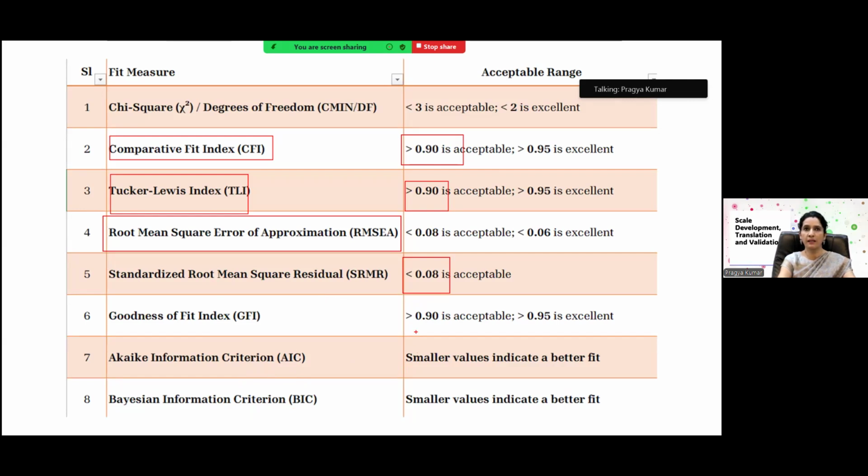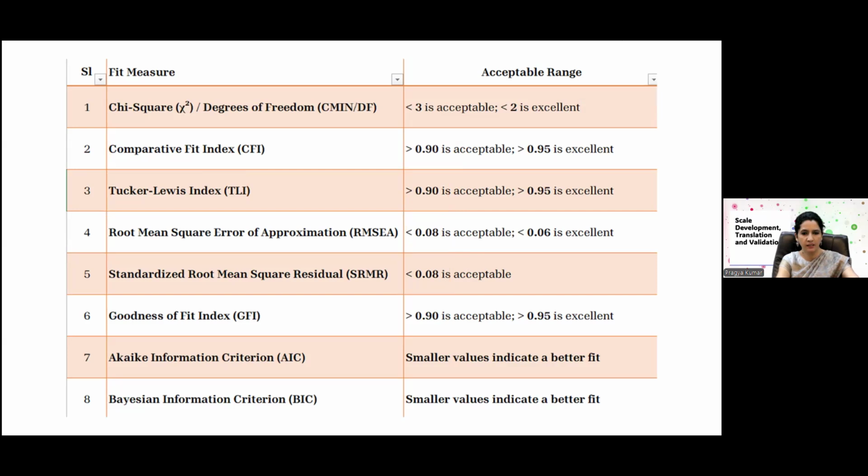So generally, what we recommend is that you comment on the comparative fit index, the Tucker-Lewis index, the root mean square error of approximation, and the SRMR. If you see the output of JASP, there are 10-15 model fit indicators, but you don't need to report and see everything. For us, these four are more than sufficient.